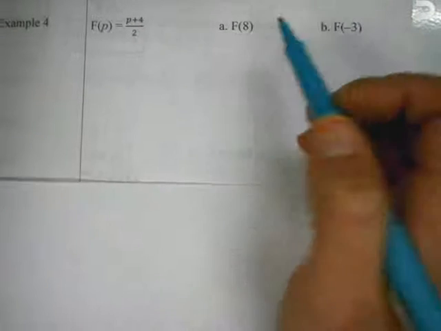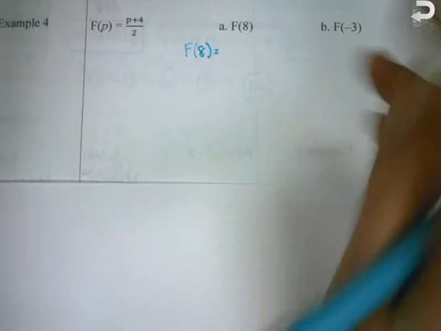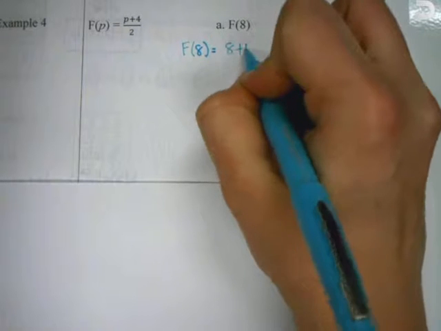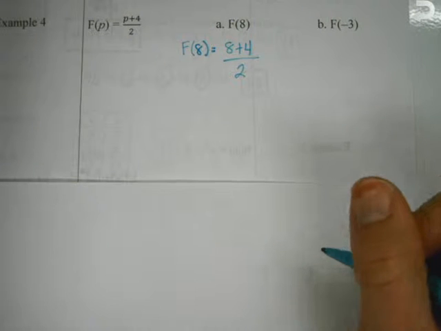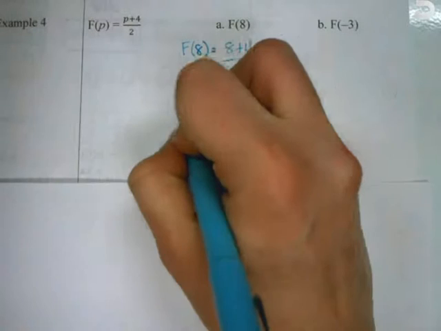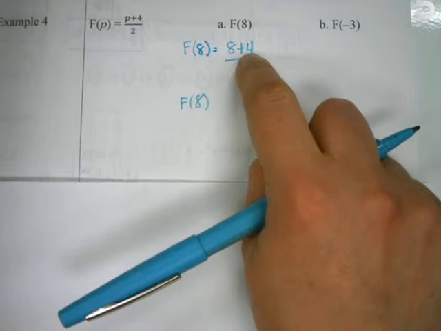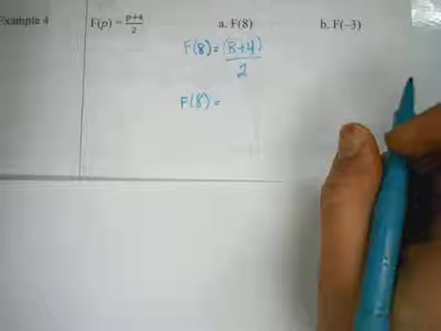Okay, what part do I have to do first? Do you guys remember? I have to do the top part first, because this is like a grouping, like it's in parentheses. What's 8 plus 4? 12. 12 over 2. So f of 8 equals 6. Okay?